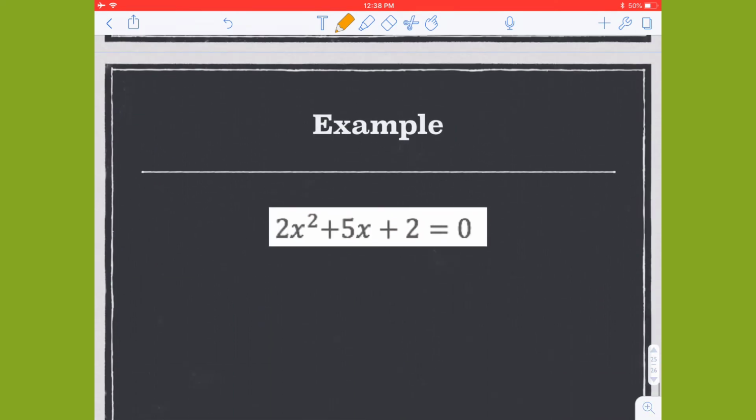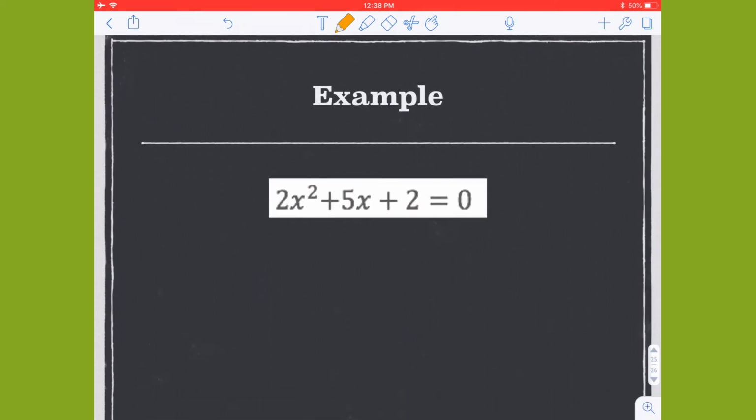Okay, looking at another example, I'm in standard form. My a value is not equal to 1, so I'm going to have to factor by grouping. First times last is equal to 4. Two terms that multiply to 4 and add to 5 are 4 and positive 1. So I'm going to rewrite 5x in terms of the 4 and the 1. So I have 2x squared plus 4x plus x plus 2 is equal to 0.